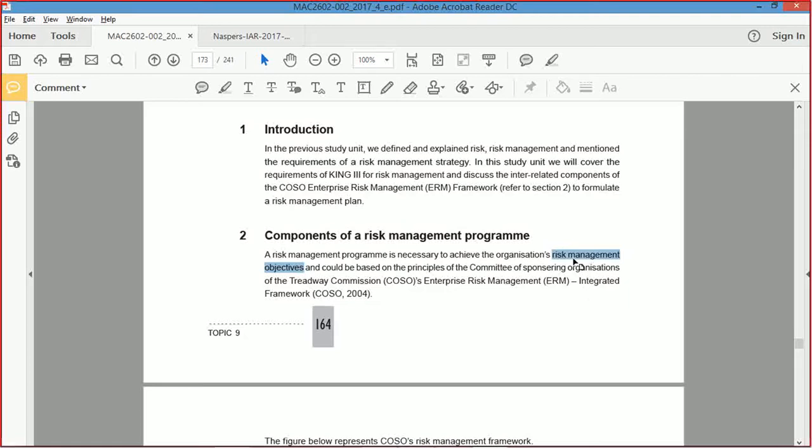Okay, an objective could be maybe acting ethically. An objective could be maybe keeping the employees happy. An objective could be maybe keeping the clients happy, right, or satisfying their needs, or producing quality products. It could be a whole host of different factors in terms of what you're trying to achieve. So the risk management could be, well, we're not going to have bad quality products. We're going to have quality products.